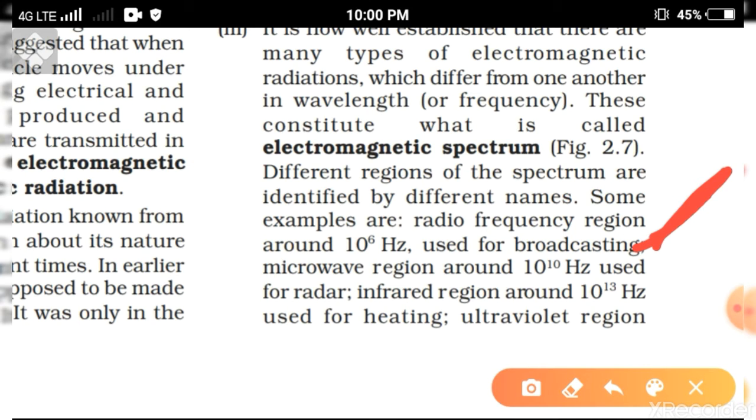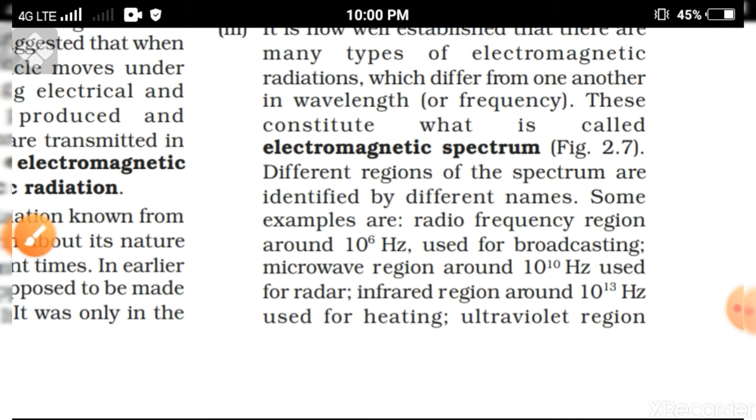Or telecasting. Microwaves region. Second क्या है? First is the radio frequency. Second is the microwaves region. Its frequency is around 10⁻10 hertz. Understand? What is the use? The use is for radar. You know what radar is? Radar means tracking the movement of planes. This is the medium path for movement of the planes.